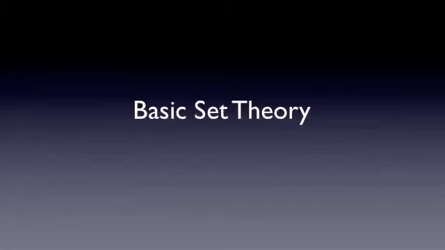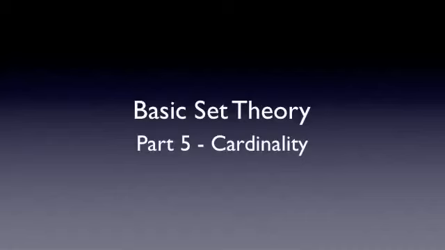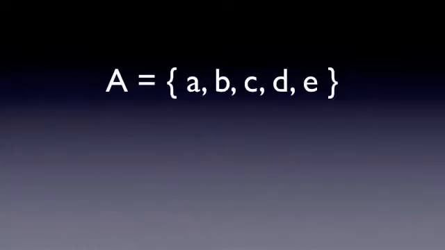In this video, we'll take a look at cardinality. The cardinality is a count of the number of distinct elements within a set. Let's take a look at set A. There are 5 elements in set A, so the cardinality is 5.